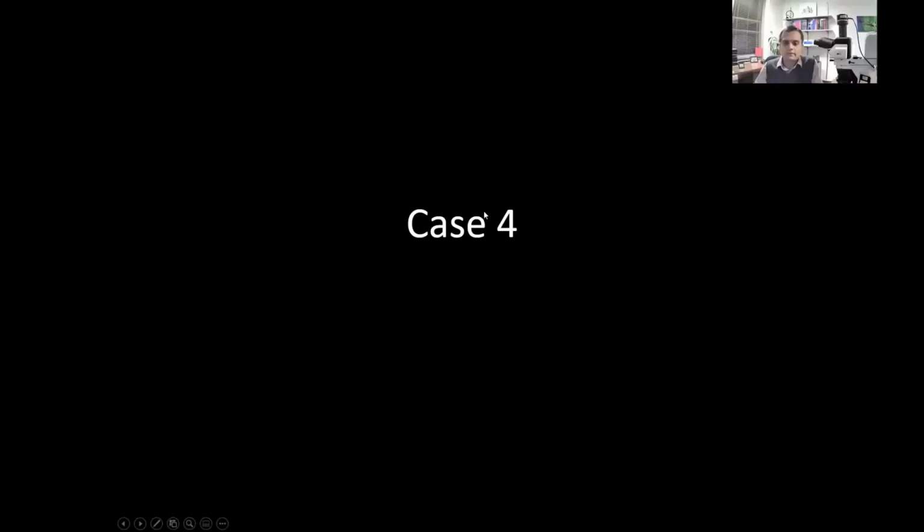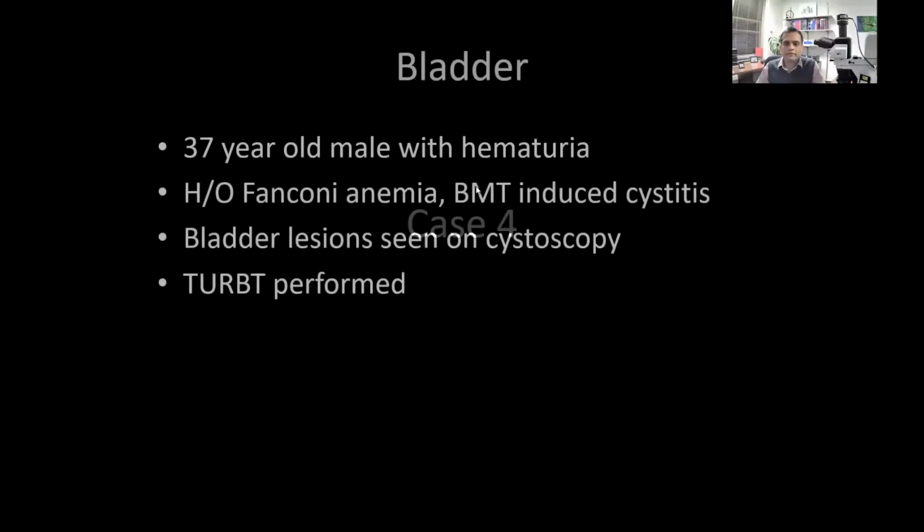And this one is from the bladder. So again, we have a younger male who presented with history of hematuria. He also had other medical issues. He had a history of Fanconi anemia, and he also had bone marrow transplantation for that, and that induced cystitis. So they were scoping him for some time, and this time they saw bladder lesions on the cystoscopy, for which they performed transurethral resection.